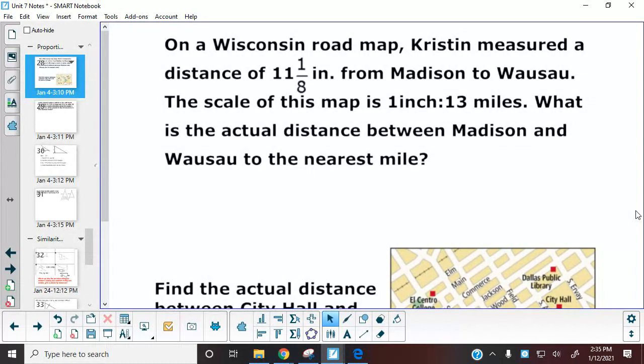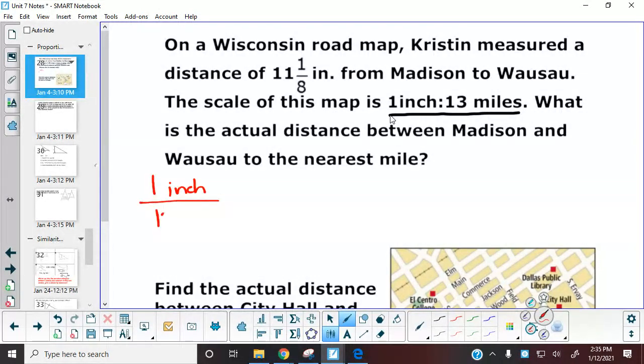So the very first thing that you would want to do is use this to start setting up our proportion. So we've got 1 inch to 13 miles. And so then you can think about this. We are given the 11 and 1/8 inches, and then we don't know the miles. So as long as those labels, inches and inches, match up, we don't have to do any sort of converting or anything like that. We just have to make sure that we put them in the corresponding spot in our proportion.